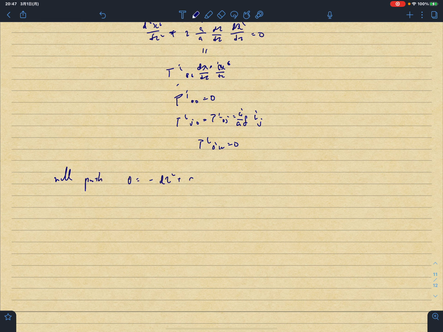It's straightforward to verify that this is solved by d lambda dt equal omega 0 over a. This is a equal omega 0. Omega 0 is constant for a given path. This could be instantly integrated to get t of lambda.